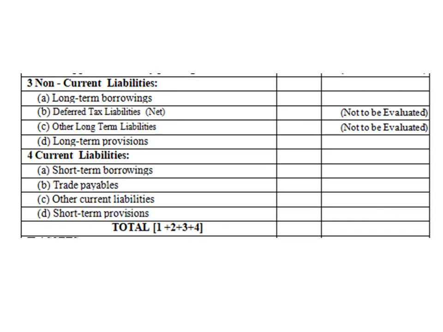Under non-current liabilities, we saw long-term borrowings, deferred tax liability, other long-term liabilities, and long-term provisions. Under this, the deferred tax liabilities and other long-term liabilities are not to be evaluated. Under current liabilities, we have to consider short-term borrowings, trade payables, other current liabilities, and short-term provisions. So the total of all these three headings will be the total of equities and liabilities.